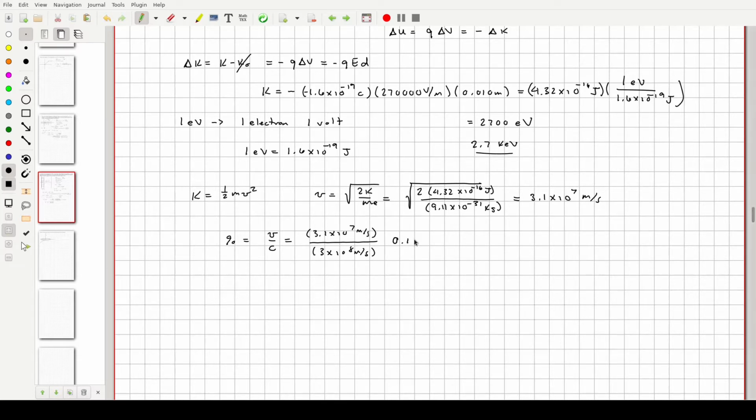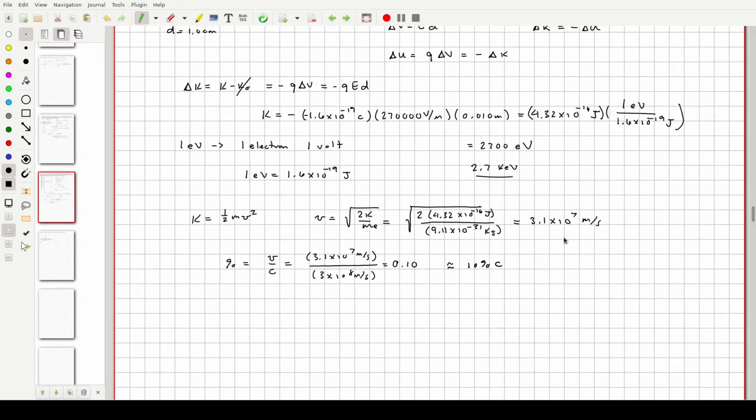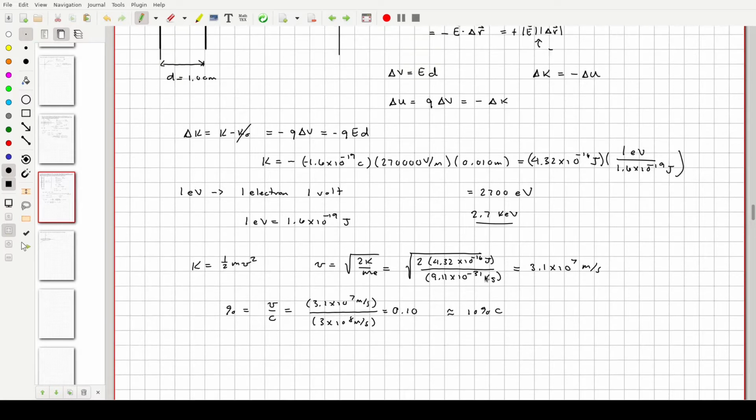So this is 0.1, or about 10% the speed of light. This right here is generally considered to be the cutoff for when you have to move away from the mechanics that we talked about in University Physics 1, and you start talking about the mechanics that describes things that move at substantial percentages of the speed of light. That is special relativity. Okay, so we're not going to do that. Hence, the cutoff here of 10% the speed of light.